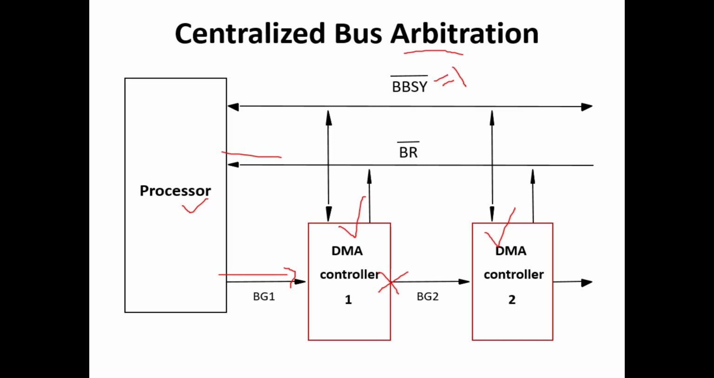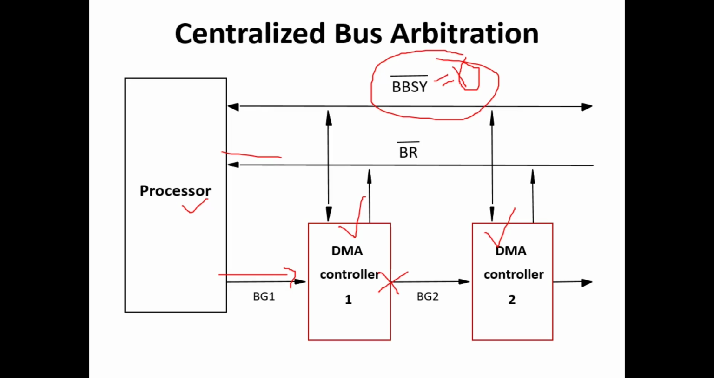Now when the bus busy signal becomes 1, that means the previous bus master has relinquished his bus mastership. Then immediately the DMA controller takes control of the bus and makes bus busy equal to 0 again to indicate that a new master has acquired the bus. So this is how centralized bus arbitration works when the processor is the arbiter.